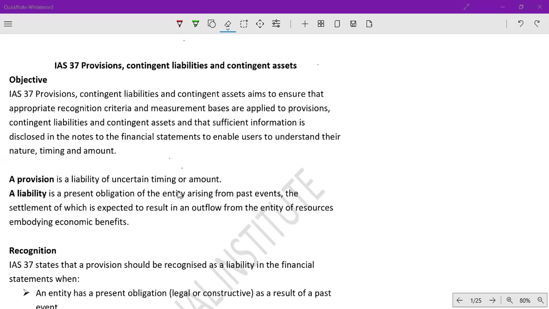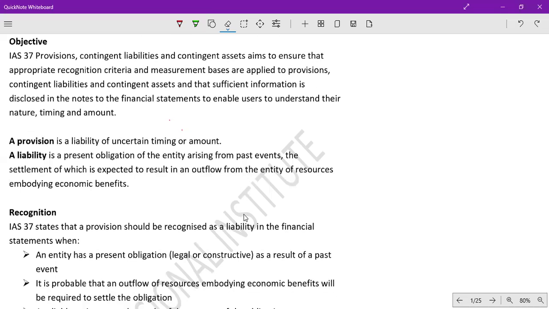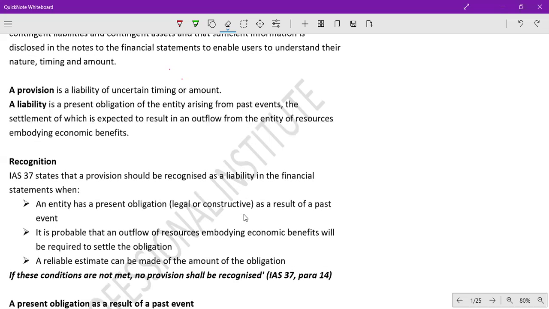How do we recognize a provision in a financial statement? We are saying that we only recognize a provision when the entity has a present obligation. And this obligation could be legal or constructive. When we say legal, it means it's by law. Constructive means by way of past practice.